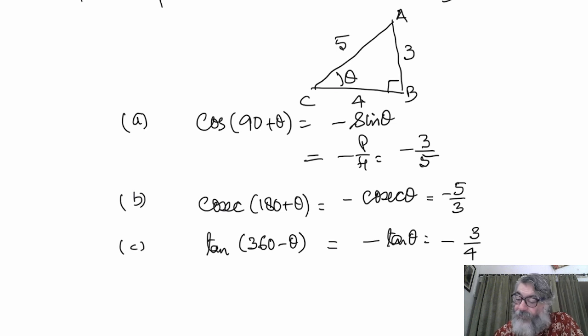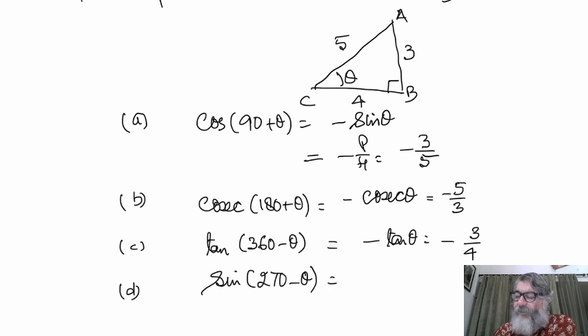And then D part: he wants to find the value of sine 270 minus theta. The purpose of this question seems to be that he has used 90 plus theta, 180 plus theta, 360 minus theta, 270 minus theta. That means he has involved all the cases. Whenever the odd multiples of pi by 2 are there, the ratio will change into cos.